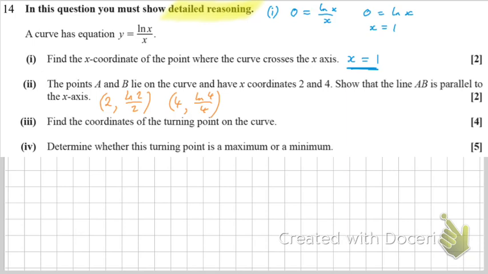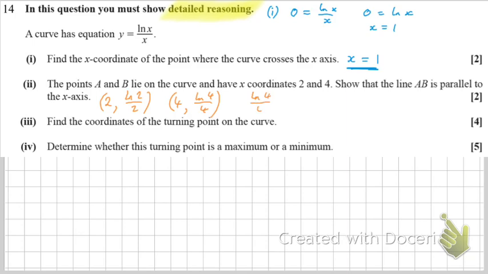Now, candidates who reach for their calculator a little bit too easily here and calculate that both of those y values are roughly 0.35, and write that down, just don't get these marks, I'm afraid. That's not showing detailed reasoning. So you just need to show that ln 4 over 4 simplifies to ln 2 over 2.